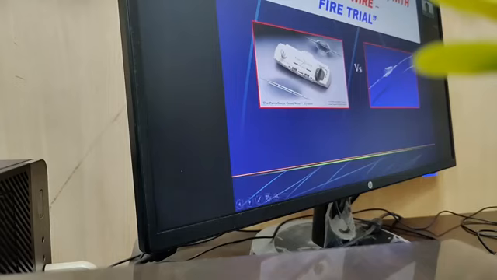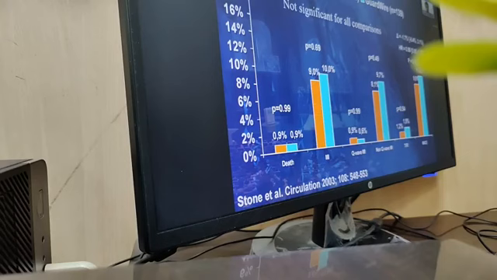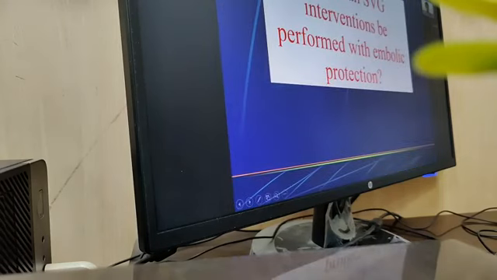Coming on to the balloon occlusion guard wire versus filter, the FIRE trial compared whether the distal balloon or the distal filter is better. This study, published in 2003, did not find any significant difference between filter wire and guard wire in device success, clinical success, distal embolization, and 30-day MACE. MACE means major adverse cardiovascular event. Both are almost equivalent, so it is at the discretion of the operator, depending on which device he is accustomed to. So should all SVG interventions be performed with embolic protection?